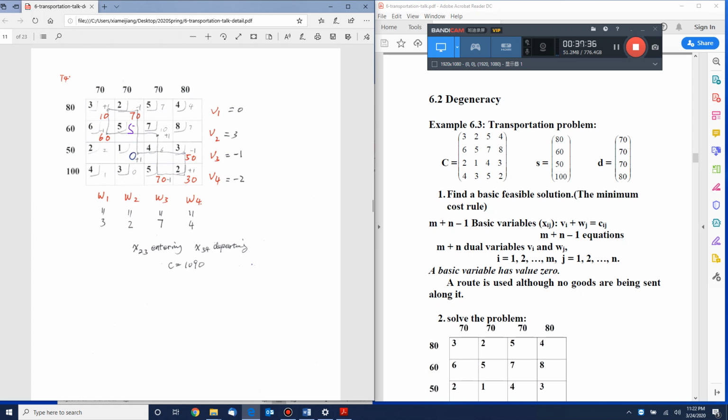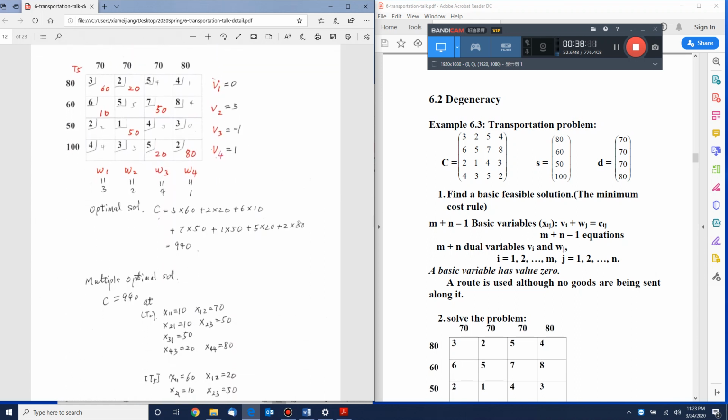So what do we need to choose? The cell 2, 3. That one, 10 minus 7, is the largest positive amount, right? So here we choose x2,3 to enter and then make up the loop. And when we make up the loop, we found x3 is the one to depart. Okay, so in this way we can get the new tableau.